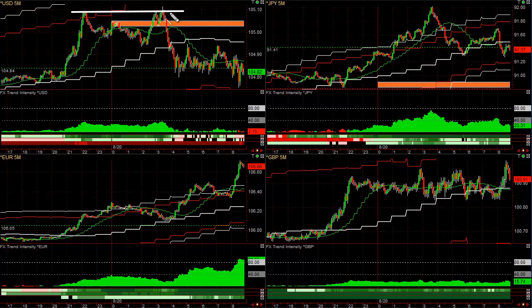You can see a double top right here in the dollar. It broke out over the previous day's high and then acted as a support area. Once it came back underneath the previous day's high, it's very likely to trend down.